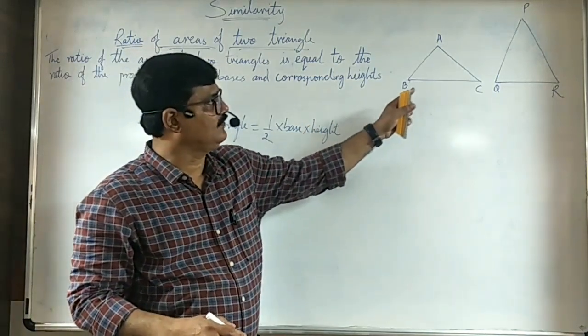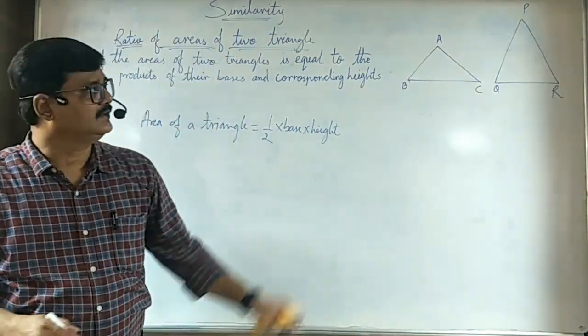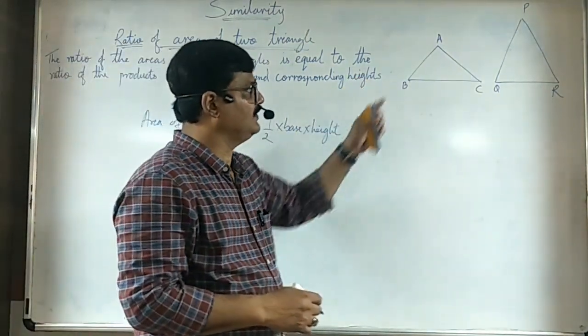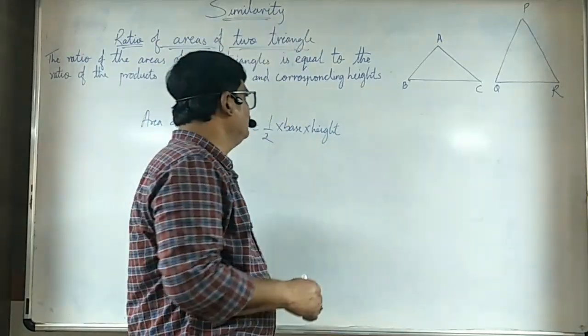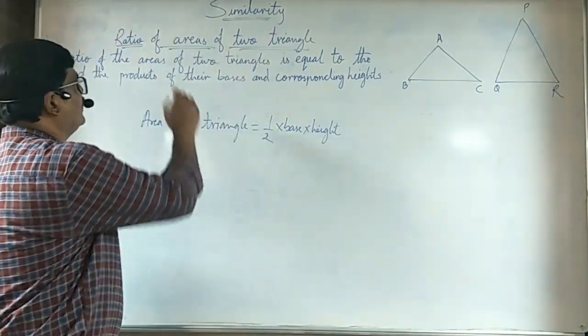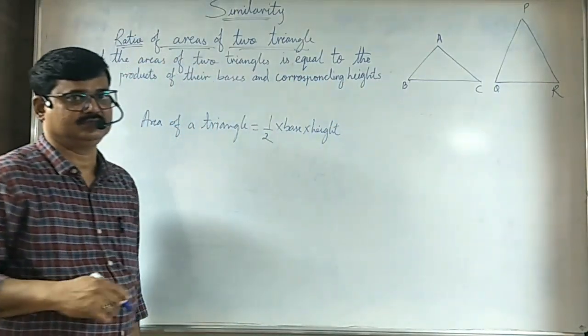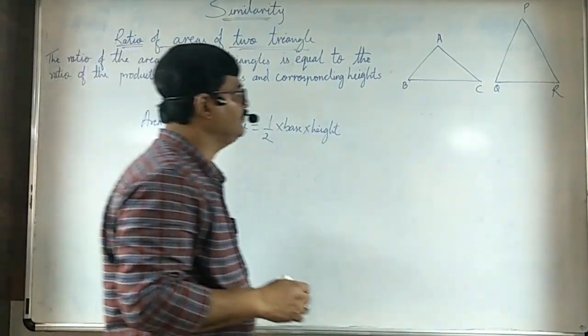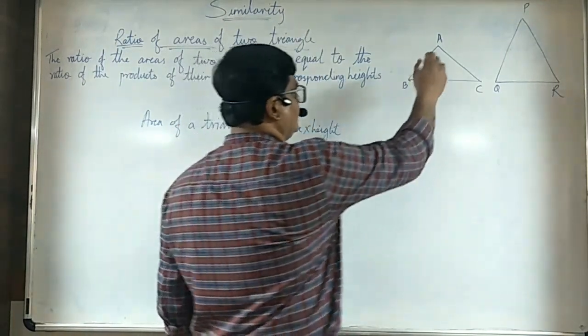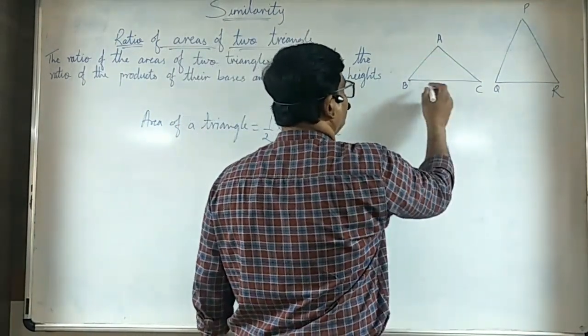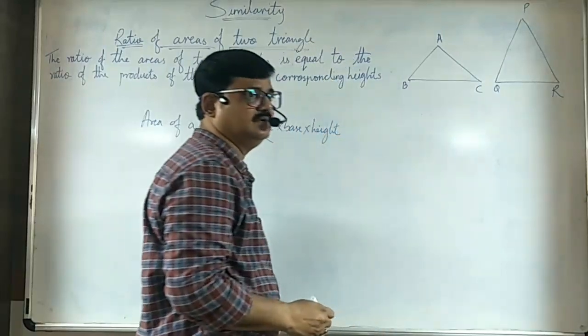Here I have drawn two triangles. One is triangle ABC and one is triangle PQR. Now we have to get the areas of two triangles. Areas of two triangles means I have to get the base and the height. Suppose in the area of triangle ABC, I take the base as BC.